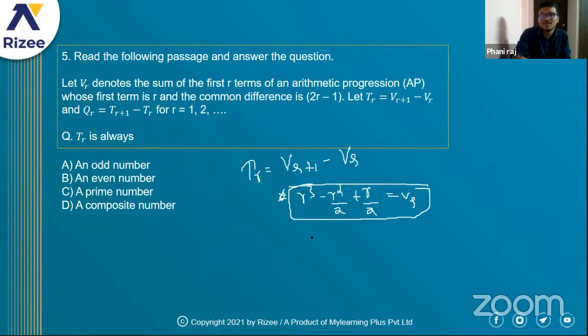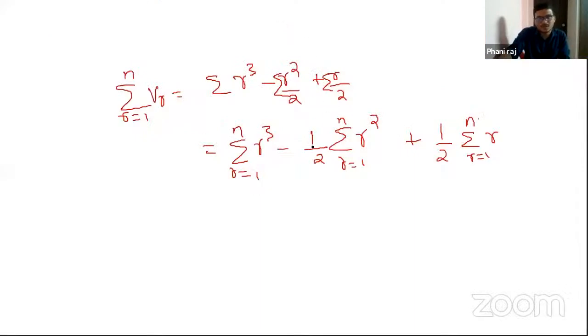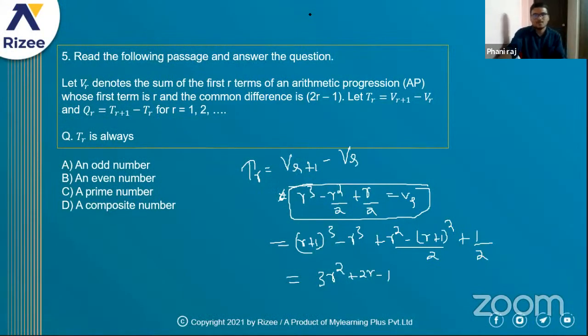So now what will this be? (r+1) whole cube minus r cube, and V_(r+1) means what? Plus r square minus (r+1) whole square by 2, and this will be plus half, because (r+1) by 2 minus r by 2 is half. Now if you simplify this, you get 3r square plus 2r minus 1. See, again, we are not using anything new. Once you get a closed form expression for V_r, everything else just follows.